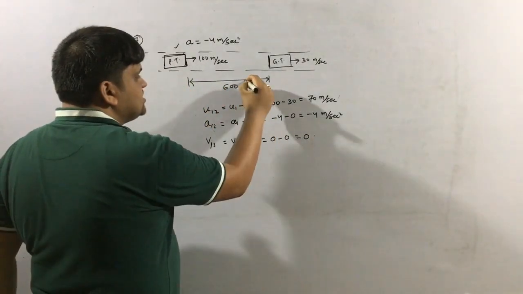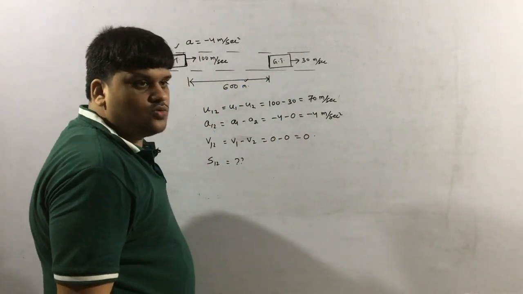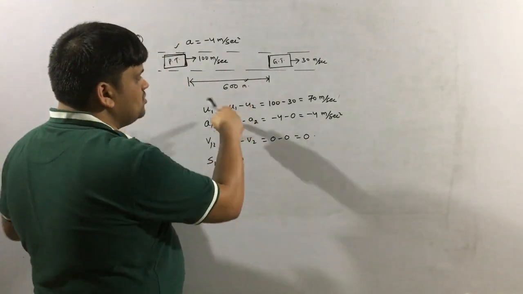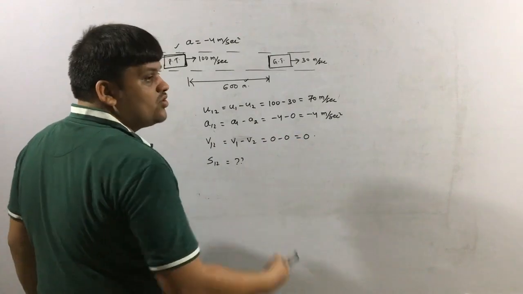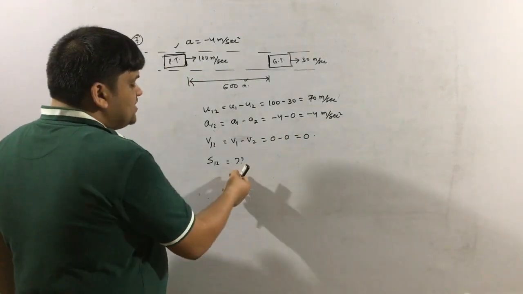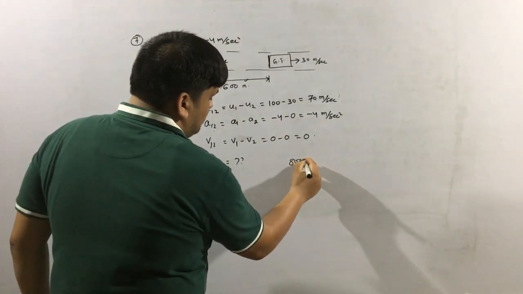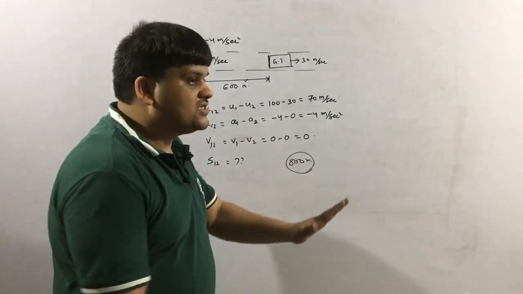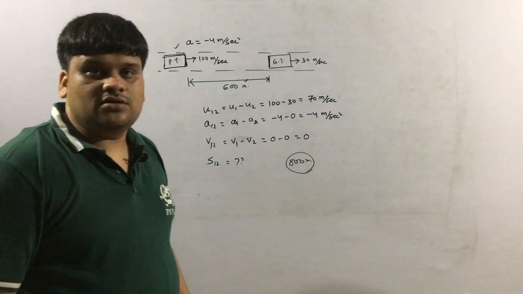Now the original distance is 600 meter. So obviously there will be no accident, because it is more than this distance 500 that we are going to get. Or if the answer we will get is, let's say, 800 meter, it means they are going to strike each other at a distance of 800 meter.